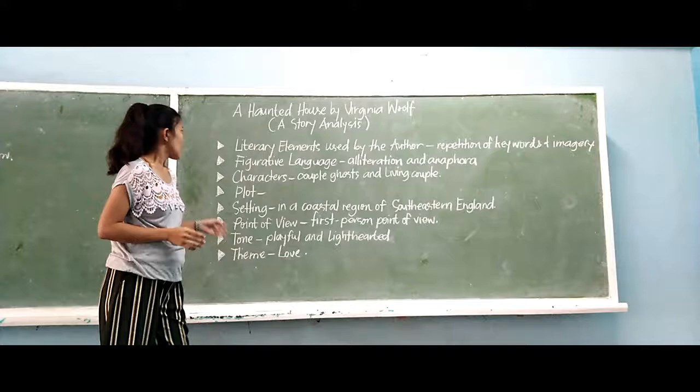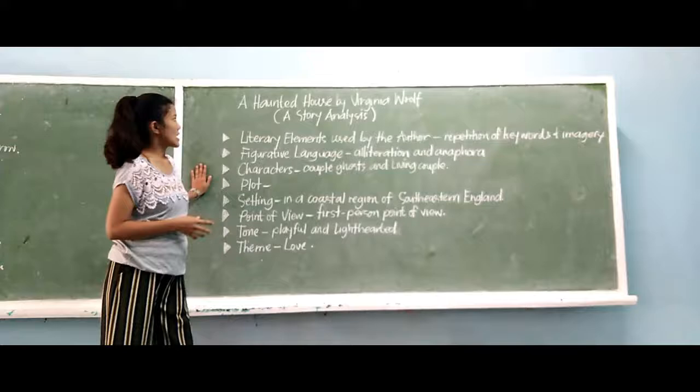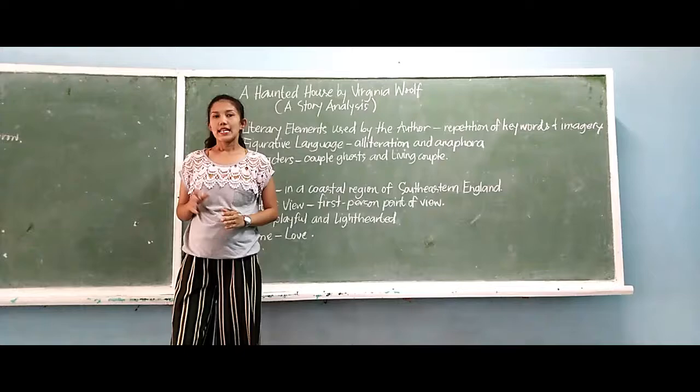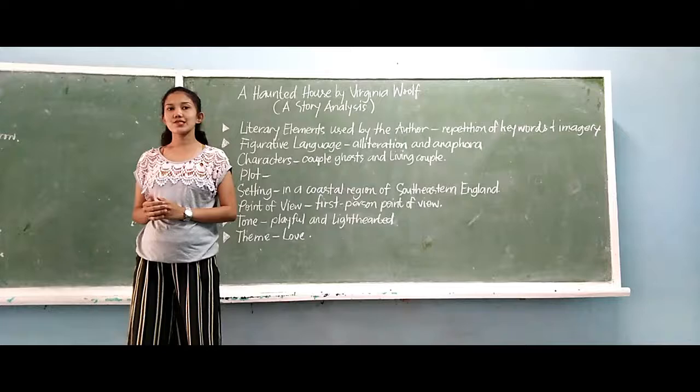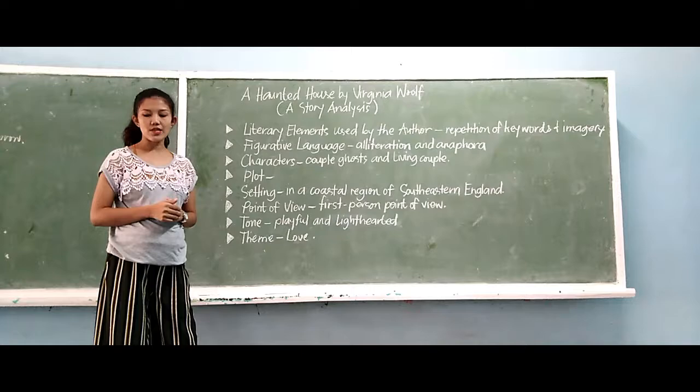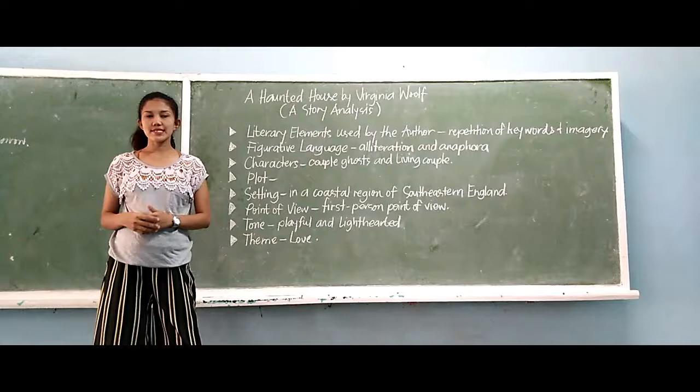The literary elements used by the author in the story, A Haunted House, are repetition of keywords and imagery. These literary devices and elements are very important in the story because they will make the story a successful story and they will also create a sense of mystery in the story.